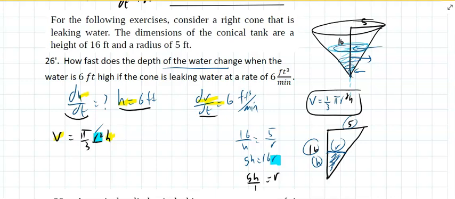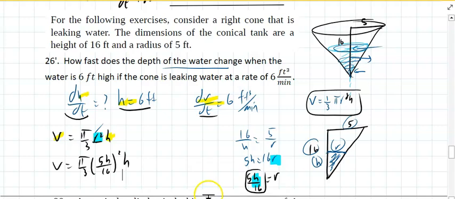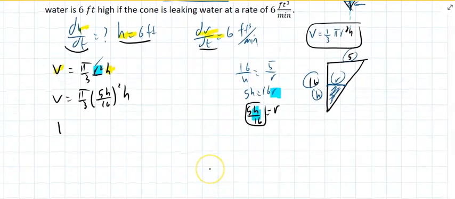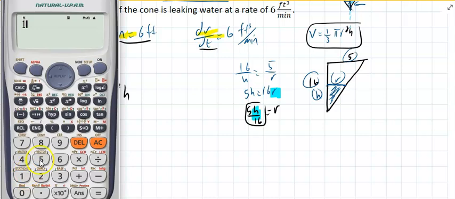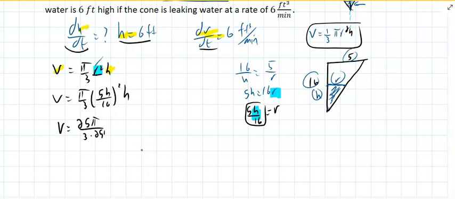R is 5h over 16. Take this and put it in for r. And now my volume is in terms of h only. That's 5h over 16 squared times h. So now I would say my volume is pi times 5 squared, 25, over 3 times what is 16 squared? Is that 256, over 256? This is h squared times h, that's h cubed.